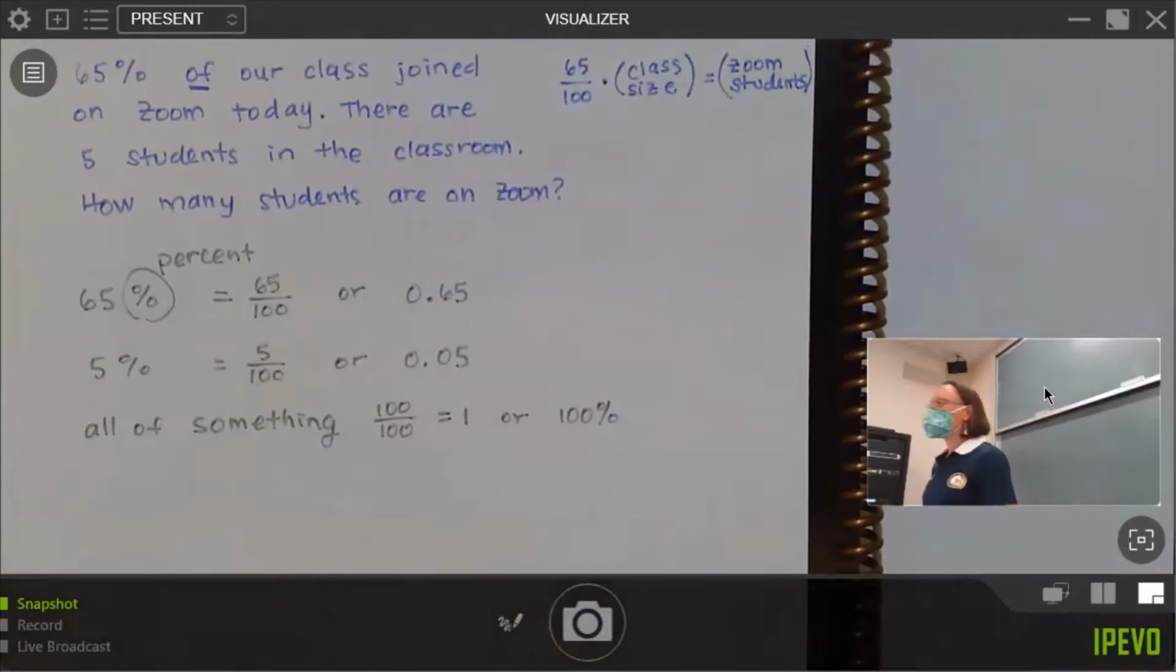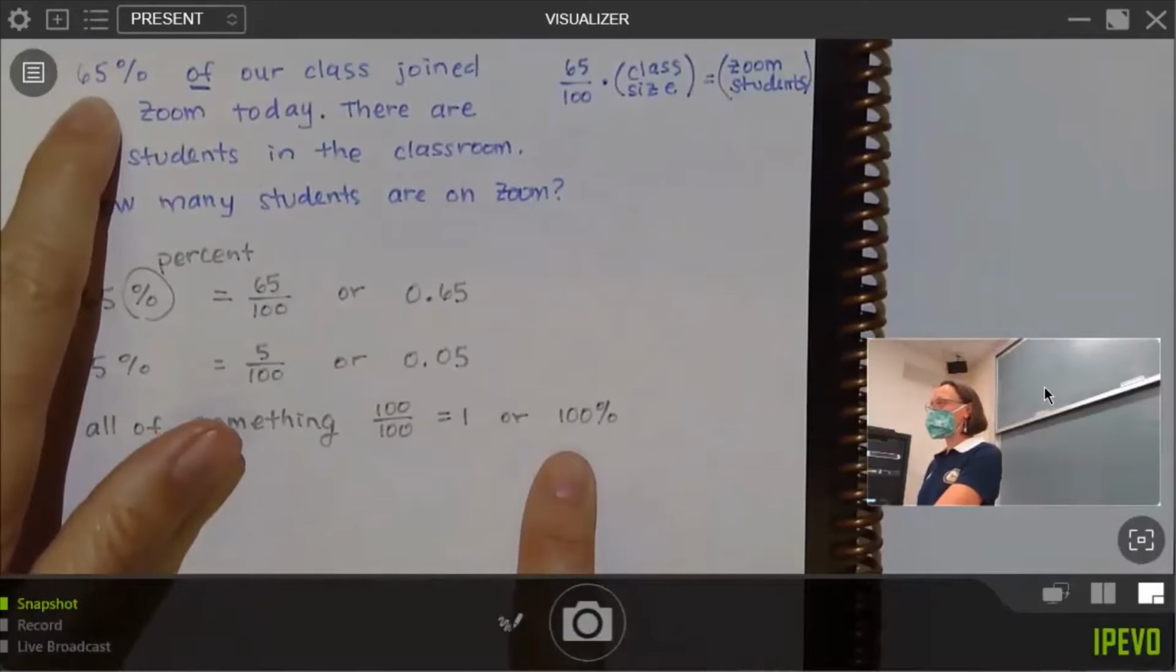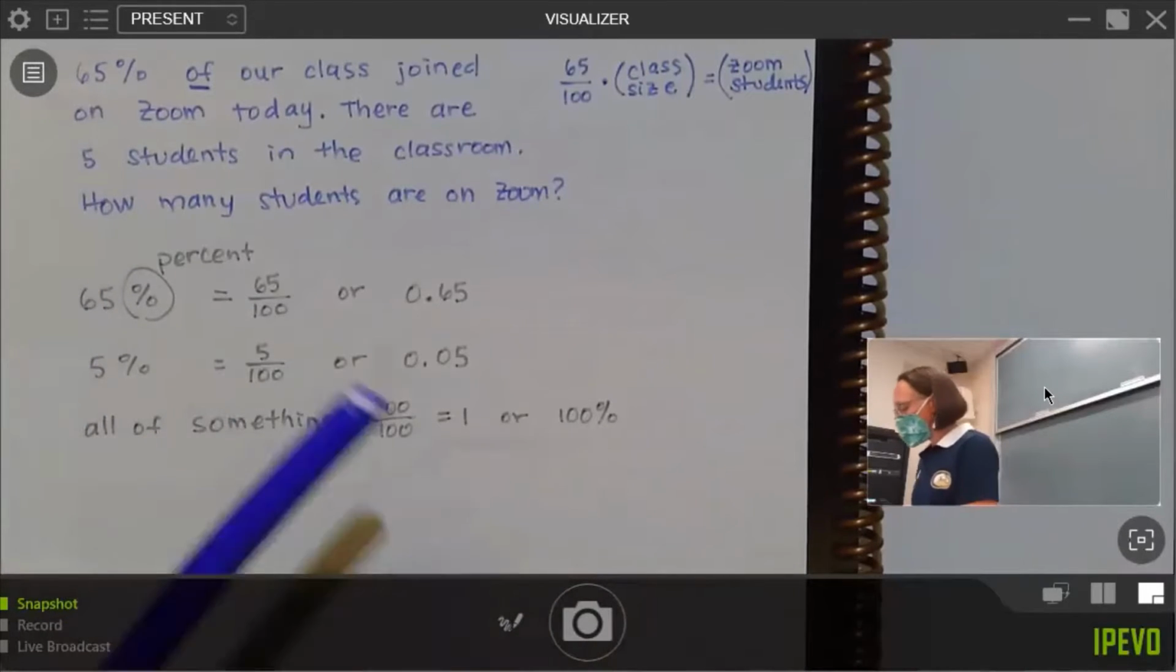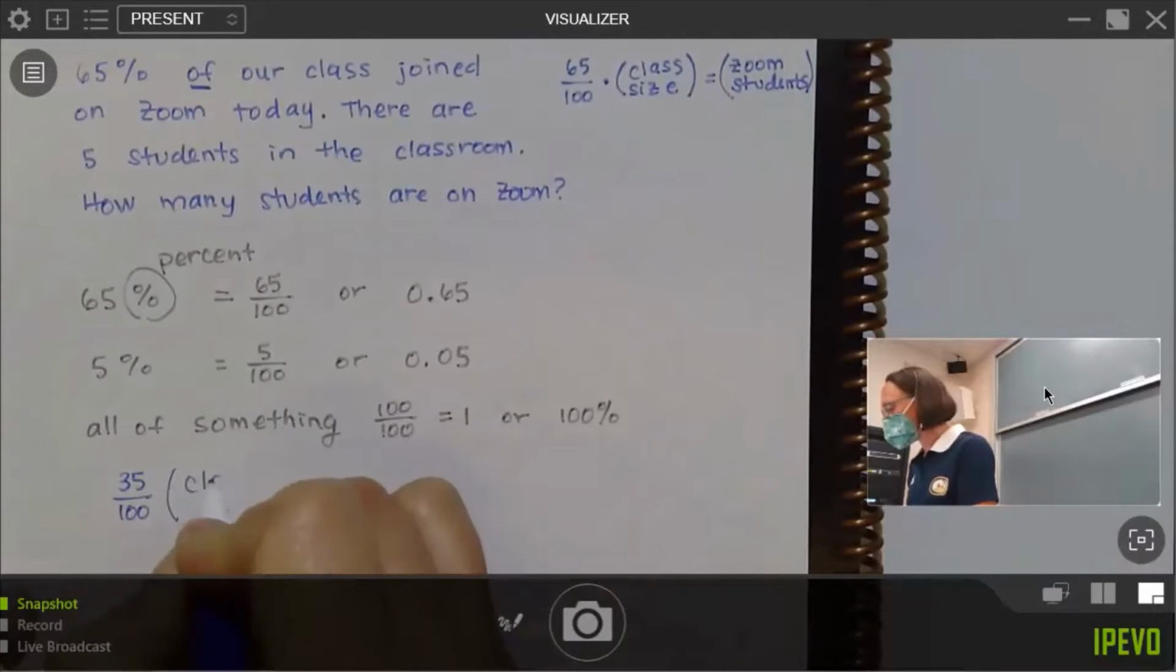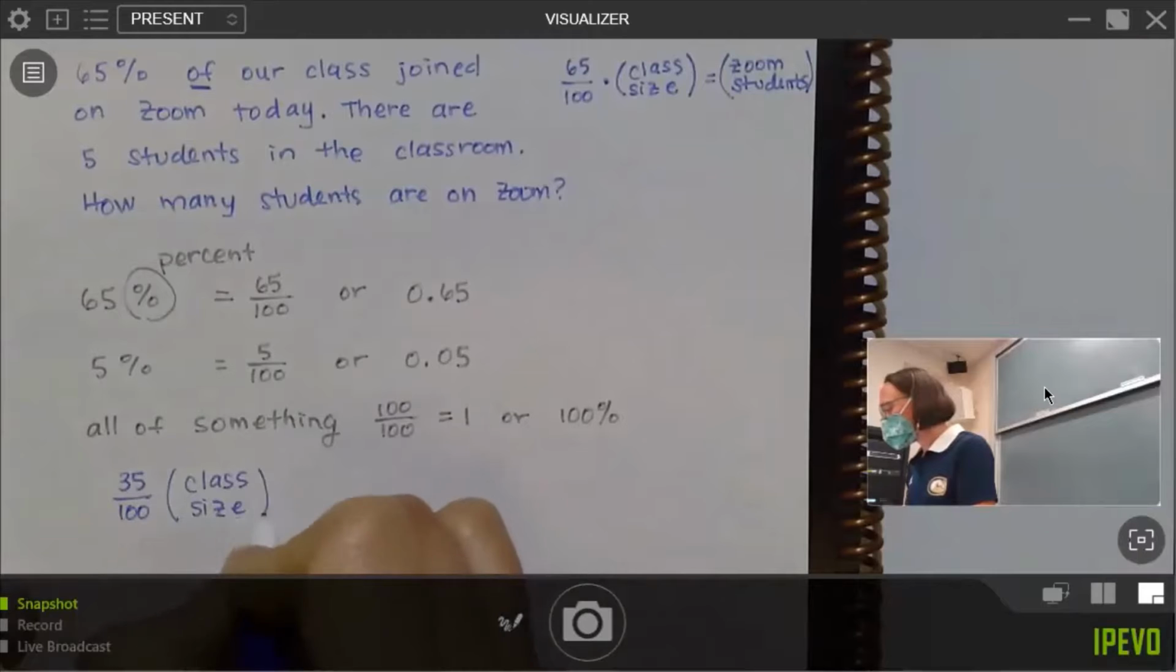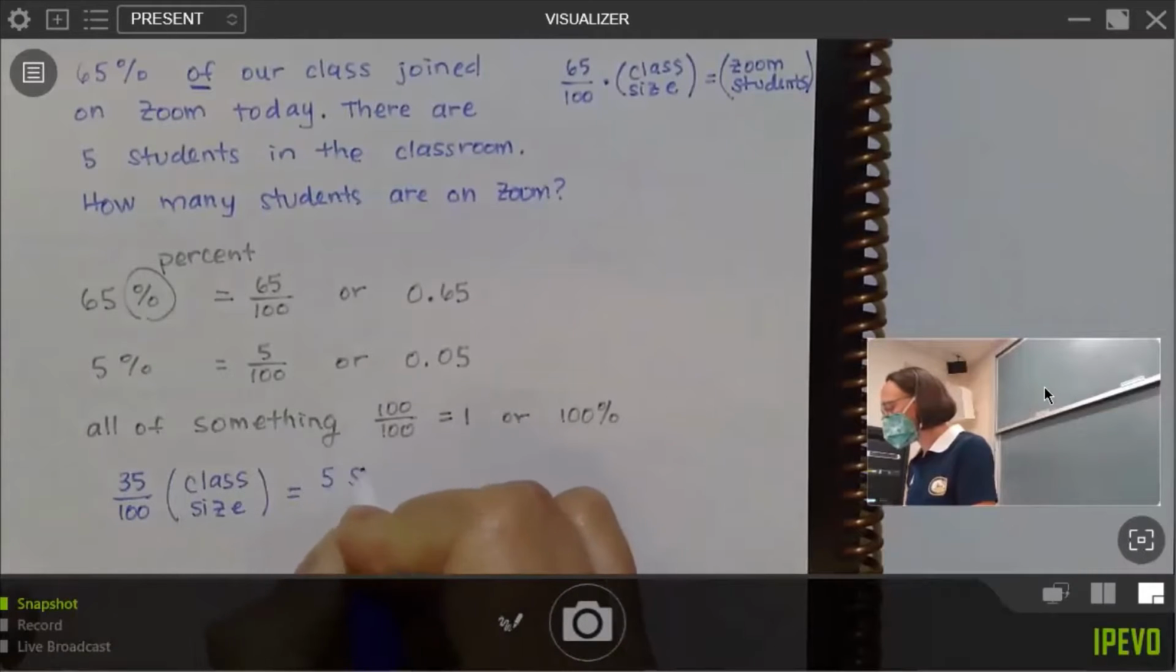So what I do know is that there are 5 students in the classroom. I didn't make that part up. And if the entire class is represented by 100%, but 65% are on Zoom, then I know that those 5 students represent the remaining percentage. So I'm looking at 35% as that remaining percentage. So 35 out of 100 times the class size is going to equal the 5 students in the room.